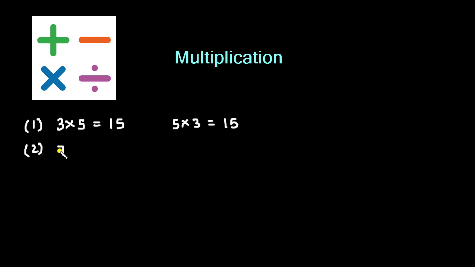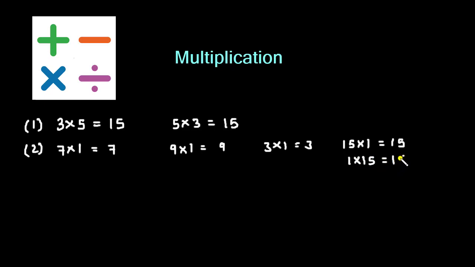That is, if we multiply any number by 1, we get the same number as the result. So 7 1s are 7, or we can say 9 1s are 9, or we can write 3 1s are 3, or if you take a 2-digit number, if I multiply 15 by 1, we will get 15 only. So this is the second characteristic. Multiplying any number by 1 or 1 by any number, the product remains the same as the number. So if I write 15 by 1 or 1 by 15, we get the same number, 15.